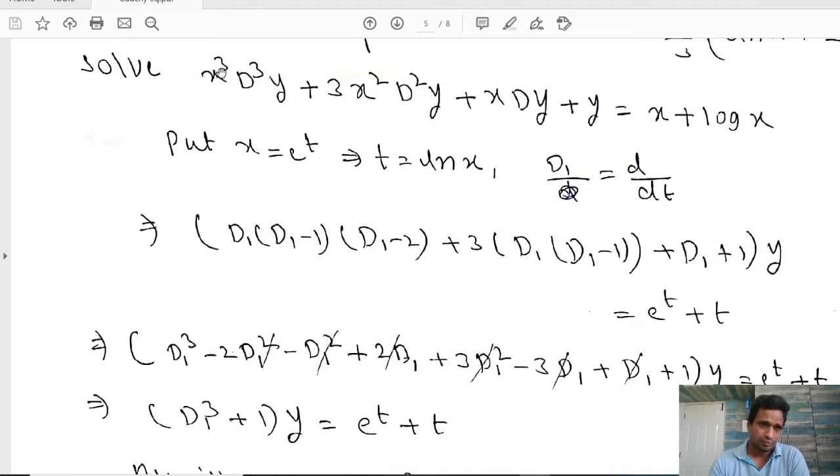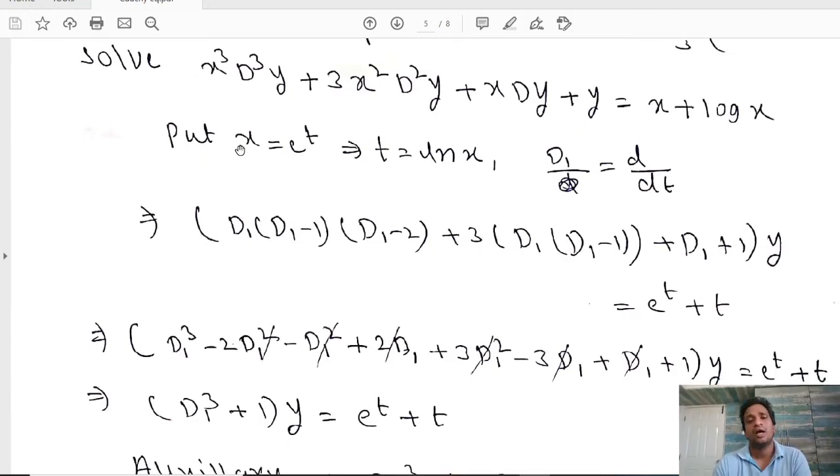See here, x power 3 with derivative of order 3, x square here also derivative of order 2, that means 2 times derivative, x power 1 with derivative power 1. Here there is no x, there is no derivative, so easily we can conclude that this is a Cauchy-Euler equation. So what we have to do, we have to introduce one variable t which is x is equal to e power t, then t will be ln of x, and one more variable, that is D1.